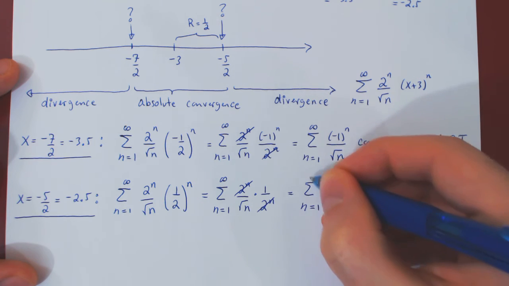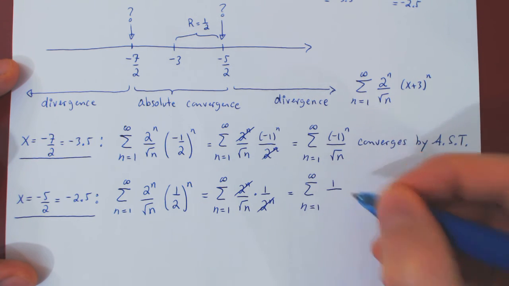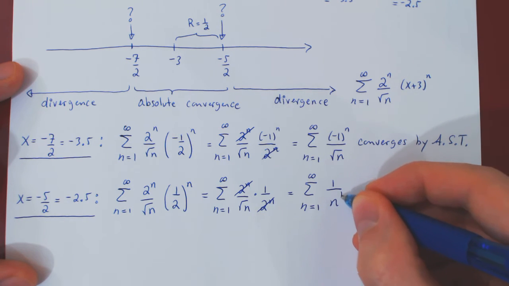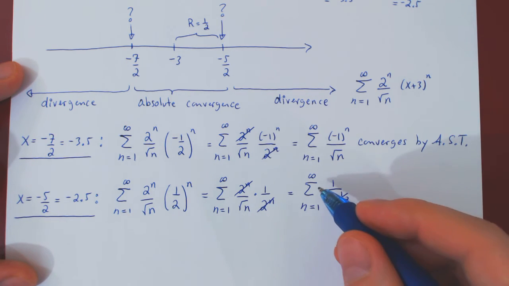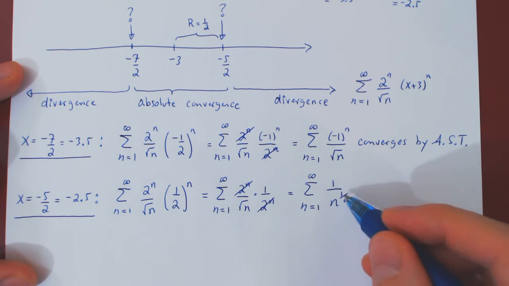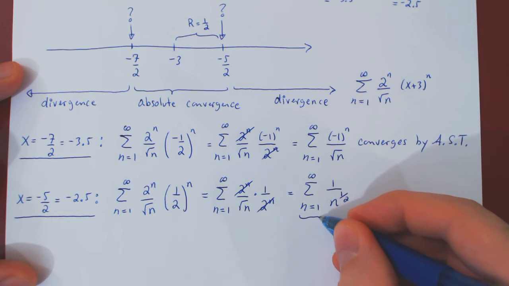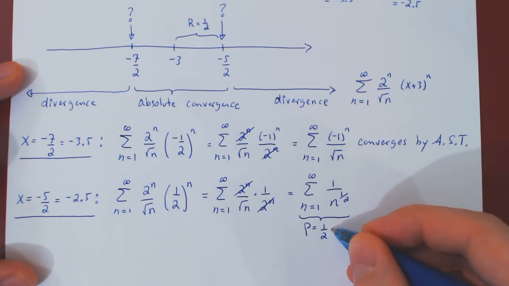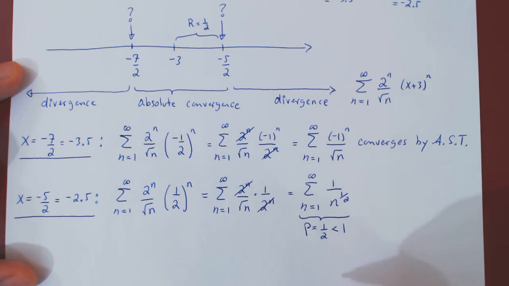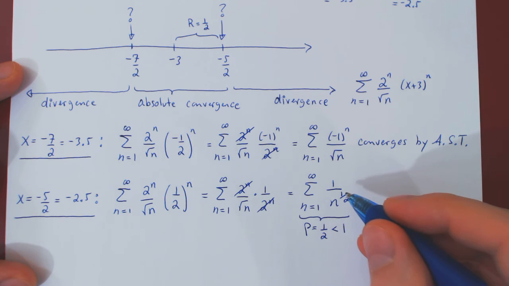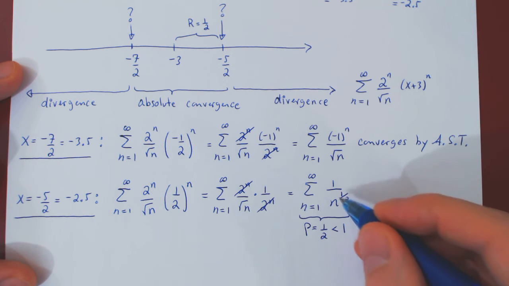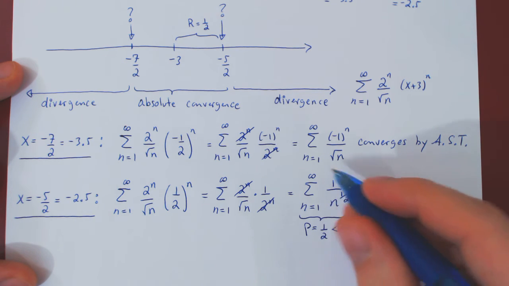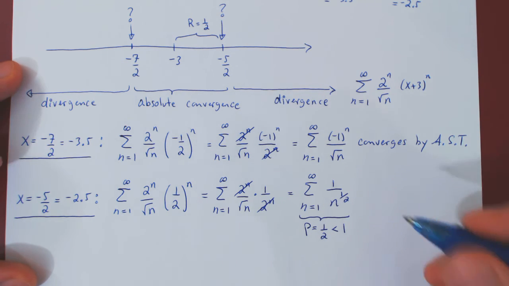And here, instead of writing 1 over root of n, I will write 1 over n to the power of 1/2. Because now it is clear that this series is a p-series where p is equal to 1/2. And 1/2 is less than 1. But if you recall, a p-series will only converge if p is strictly greater than 1. As this is not the case, this series diverges by the p-series test.